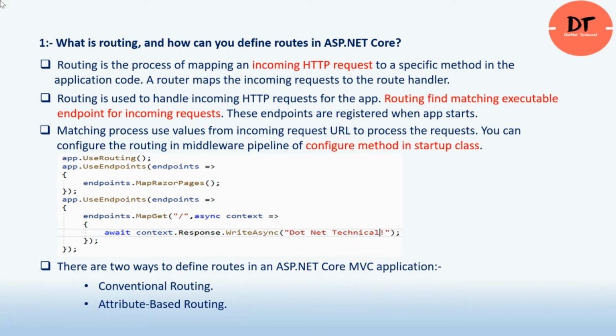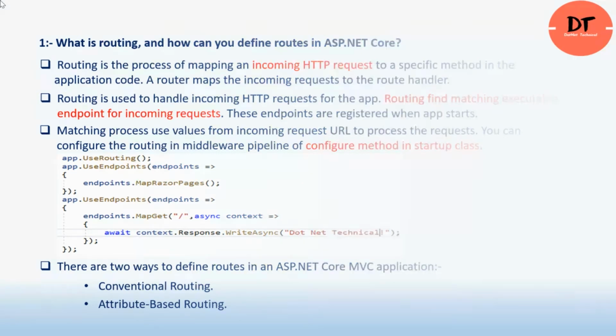Attribute routing provides us more control over the URL generation pattern, which helps in SEO. SEO is search engine optimization. Basically, attribute based routing provides a more convenient way than conventional based routing. It does not mean that attribute routing replaces conventional based routing. We can use both conventional and attribute routing in a single application also.